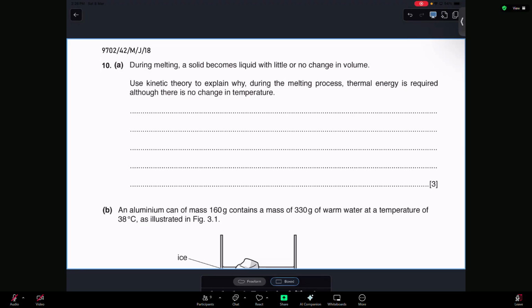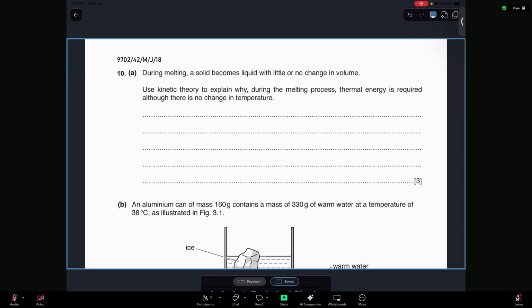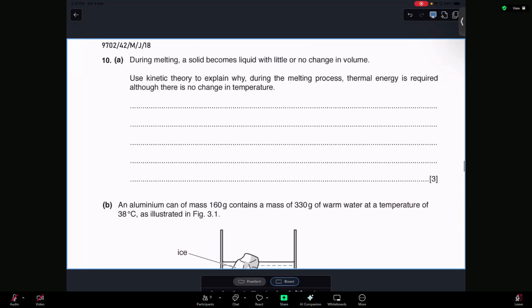So that you don't ask those questions, you know where things are. Okay, so question number 10. During melting, a solid becomes liquid with little or no change in volume. Use kinetic theory to explain why during the melting process thermal energy is required, although there is no change in temperature. Who can answer this?